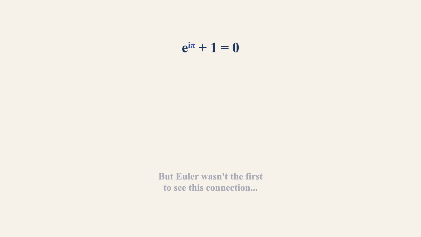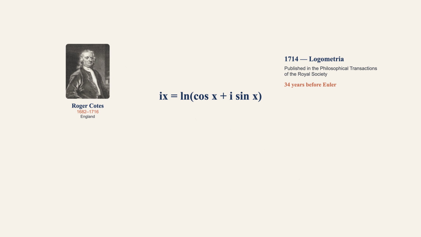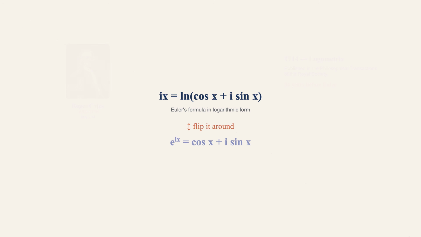But here's something most people don't know. Euler wasn't the first to see this connection. In 1714, 34 years before Euler published his formula, an English mathematician named Roger Cotes wrote down a closely related result. In his paper, Logometria, published in the Philosophical Transactions of the Royal Society, Cotes showed that i times x equals the natural logarithm of cosine x plus i sine x. That's Euler's formula in logarithmic form. Flip it around and you get e to the ix equals cosine x plus i sine x.